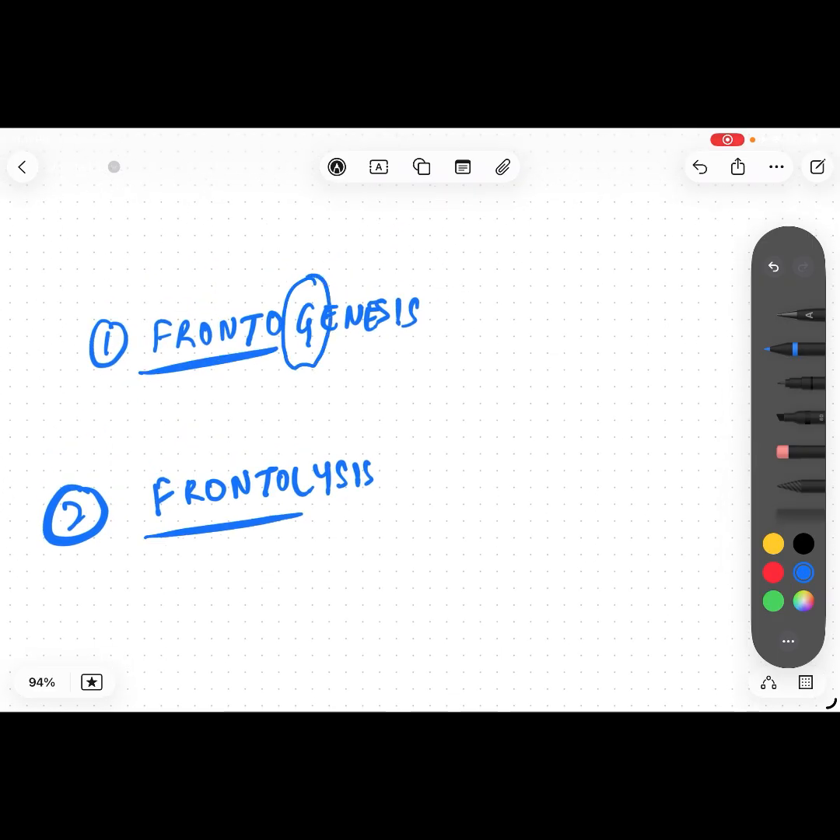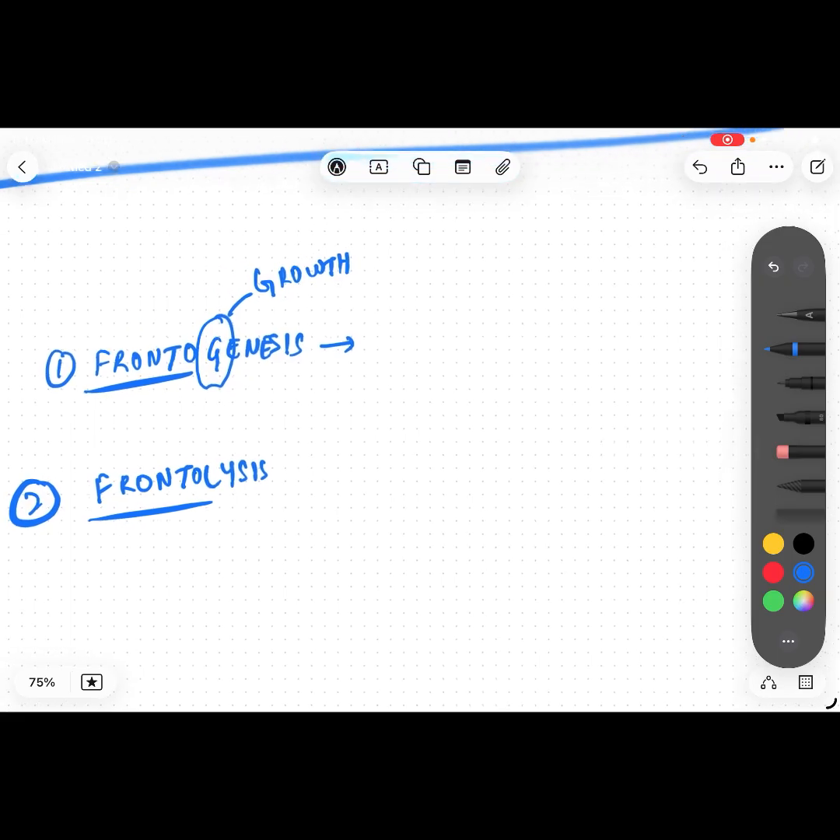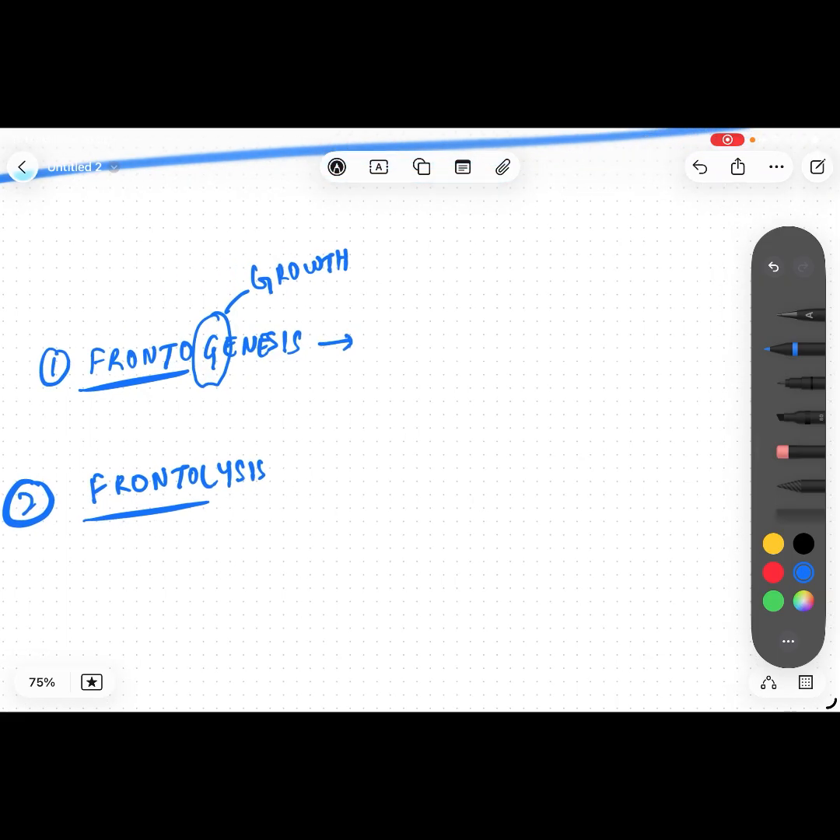I talk about G. G means growth. Right? This is my way of learning it. So basically the front is being strengthened. So these could be the options of your exam. So the formation, or you could say strengthening, of a front. This is frontogenesis.